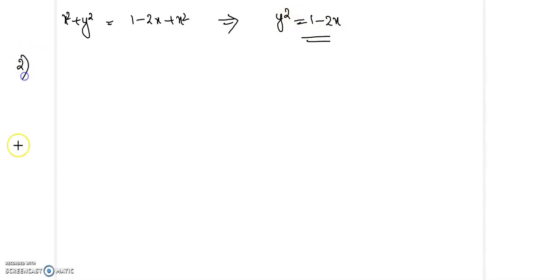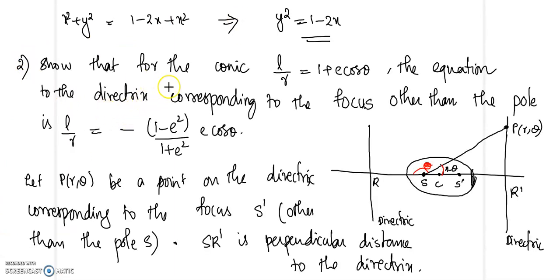Now the next problem is: show that for the conic l by r equal to 1 plus e cos theta, the equation to the directrix corresponding to the focus other than the pole is l by r equal to minus 1 minus e square, e cos theta by 1 plus e square. So we are given a conic of the form l by r equal to 1 plus e cos theta. Then we are asked to find the equation of the directrix corresponding to the focus other than the pole.